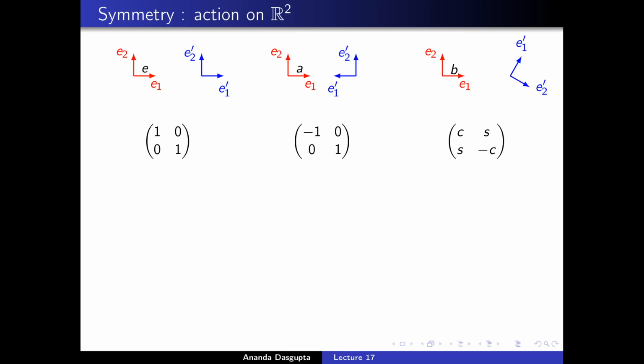The other reflection, c, is also easy enough to figure out. It's very simple to see geometrically that the vector E1 prime will make an angle of 60 degrees with E1, but in the downward direction now. So basically it is cos 60 degree E1 minus sin 60 degree E2, and E2 prime, the result of c acting on E2, will be minus sin 60 degree E1 minus cosine 60 degree E2, and using this the matrix representation becomes C minus S, minus S minus C.